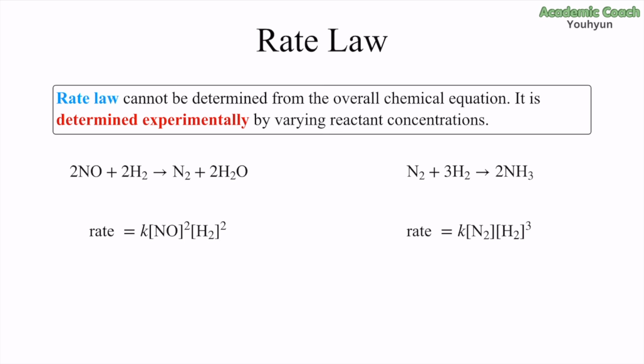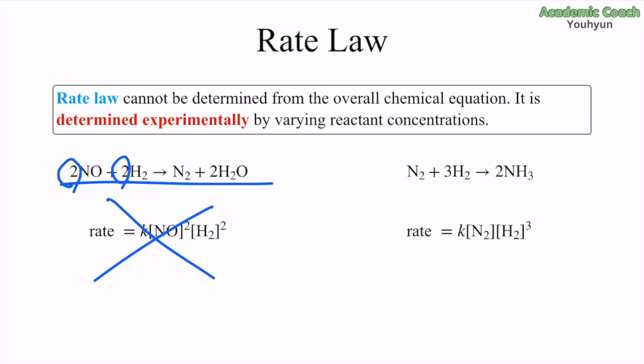These are very common mistakes that a lot of people make. When it comes to a chemical reaction of 2 moles of nitrogen monoxide reacting with 2 moles of hydrogen, you might write the rate law as rate is equal to k times concentration of NO squared times concentration of H2 squared, just because the coefficients are 2 and 2. That's not correct.